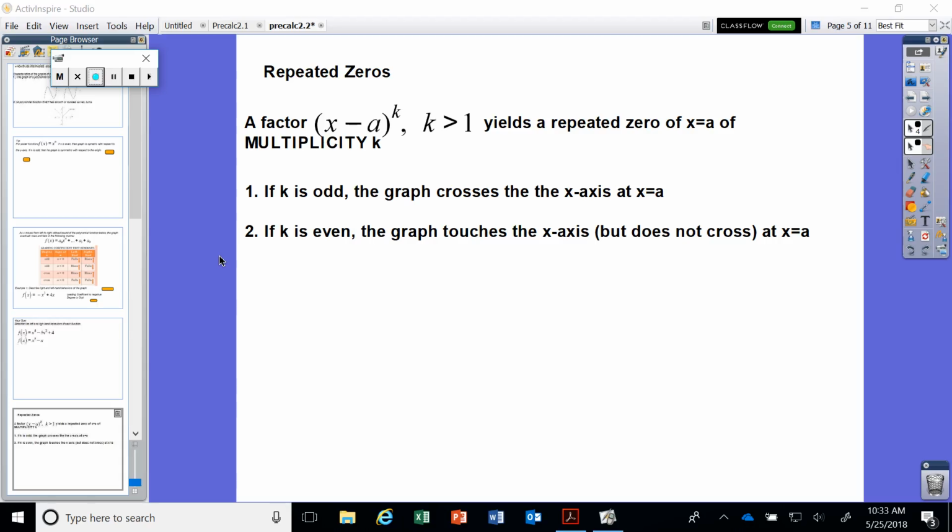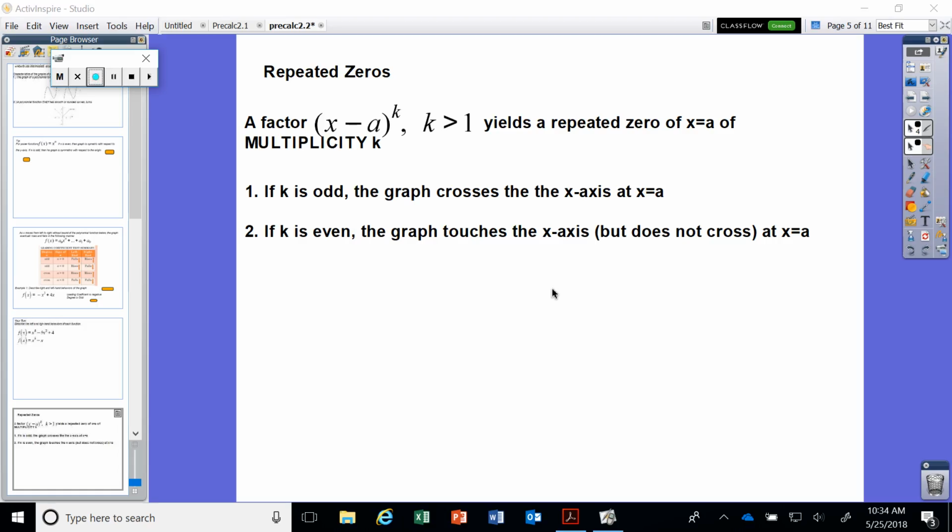We know we factor it out, set equal to 0, and that's when we have a zero. And so when it happens more than once, that's when it's called a repeated zero. And here are some more interesting facts about it. If your multiplicity k is in fact odd, the graph crosses the x-axis at x equals a. Crosses. We'll talk about number 2, and then we'll talk about the difference.